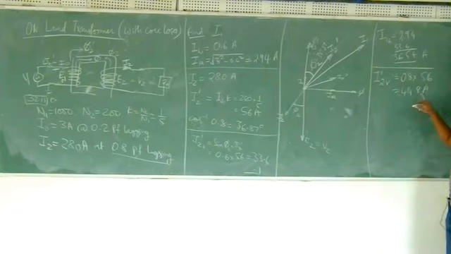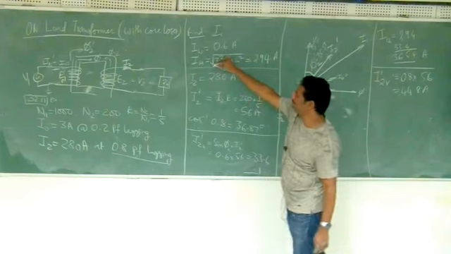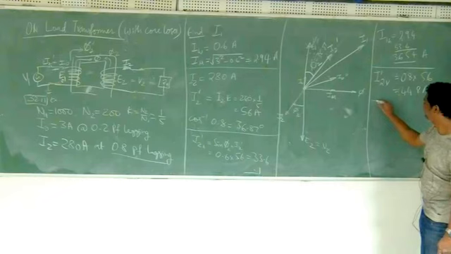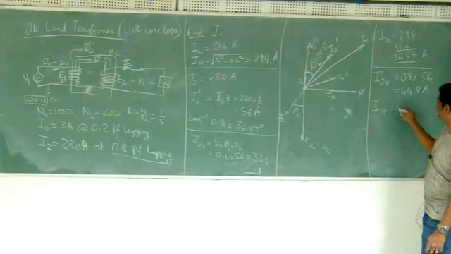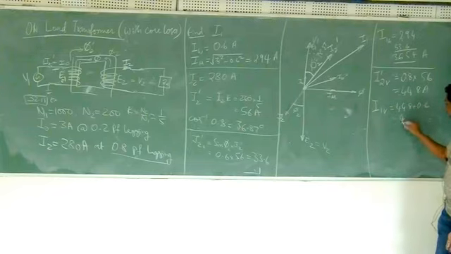Now this vertical component I have to add to this one, 0.6, because this is the working component, IW is also vertical. So how much will I get? I1 vertical component, how much is that? 44.8 plus 0.6. So 45.4 amperes.